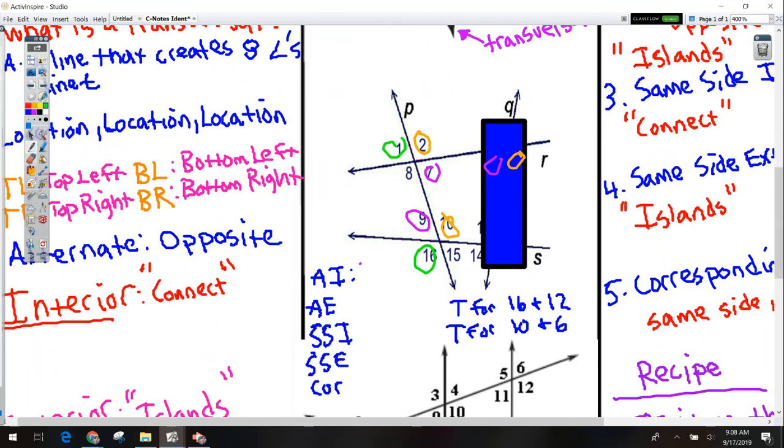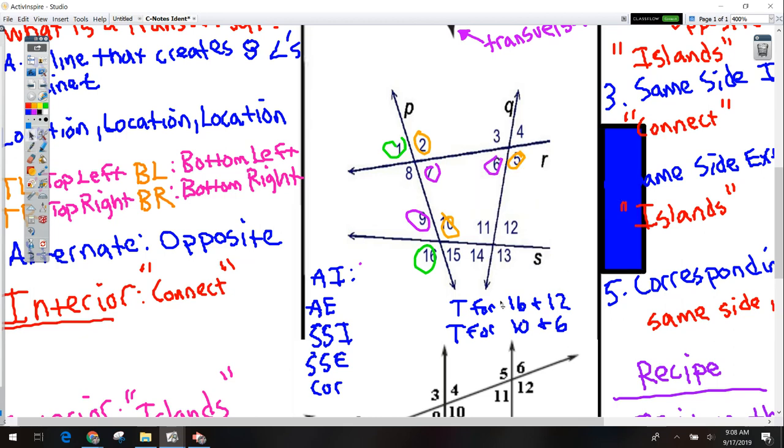So there is where they could trick you. Let me try to move this out of the way. So if we had angles 10 and 6, if you look at it, there's not a transversal that connects 10 and 6. So 10 and 6 would have no angle relationship. So make sure there has to be a transversal to have any of these 5 angle relationship pairs. There has to be a transversal. 10 and 6, there's not a line that connects 10 and 6. So that would be an example of no angle relationship.